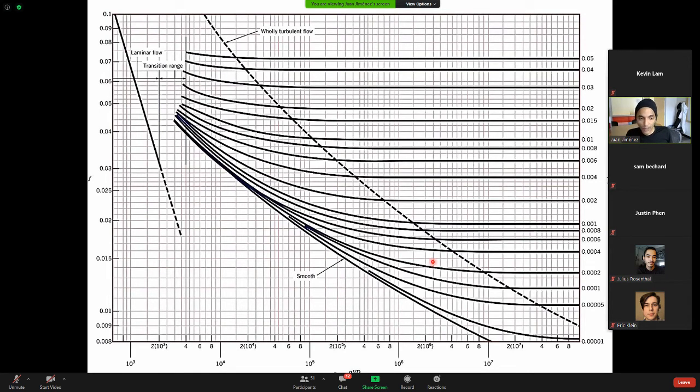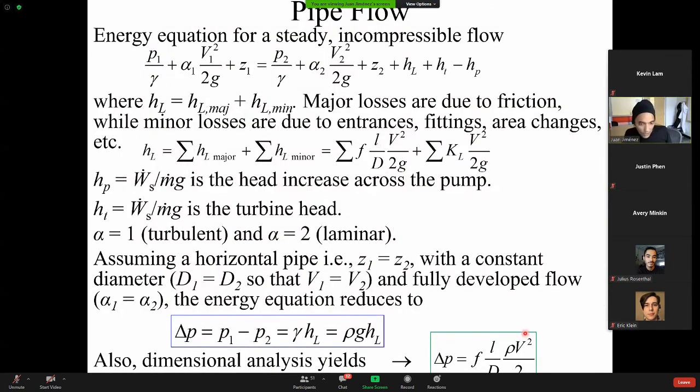Avery, go ahead. You have a question? Yeah. On the previous slide, was the V denoting volume or velocity? Should be velocity, average velocity. Okay, cool. Yeah, no problem. That's all. And many times, when you see 1/2 rho V squared, that's the dynamic pressure term. So you many times will see that one.